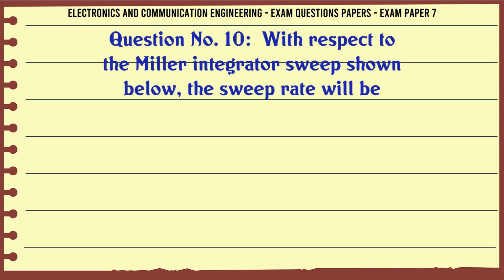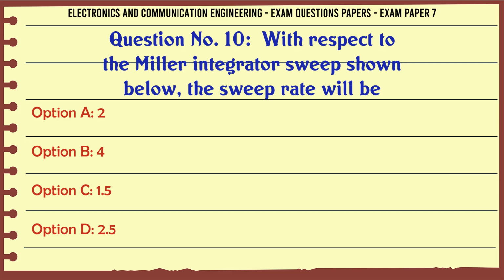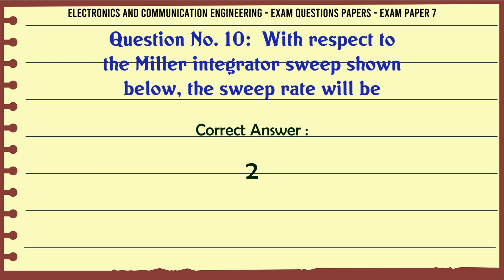With respect to the Miller integrator sweep shown below, the sweep rate will be A 2, B 4, C 1.5, D 2.5. The correct answer is 2.